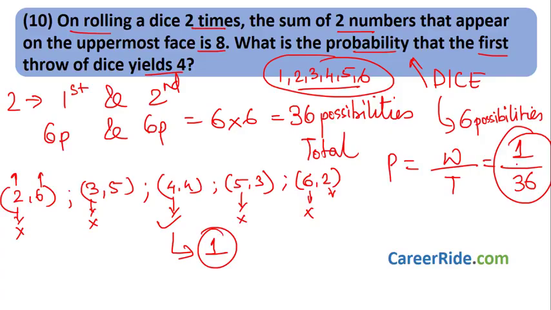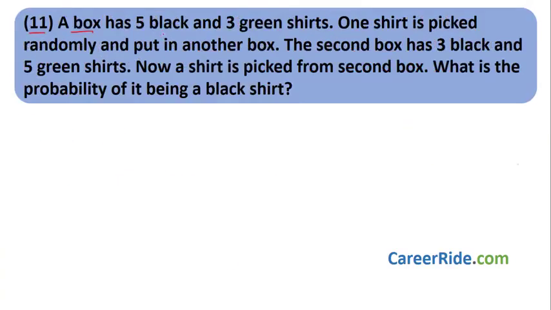Okay. Moving to question number 11. A box has 5 black and 3 green shirts. One shirt is picked randomly and put in another box. The second box has 3 black and 5 green shirts. Now a shirt is picked from the second box. What is the probability of it being a black shirt? Now pay attention, this is a very easy sum actually, but you might make silly mistakes and get the wrong answer. Let us see what they have given.